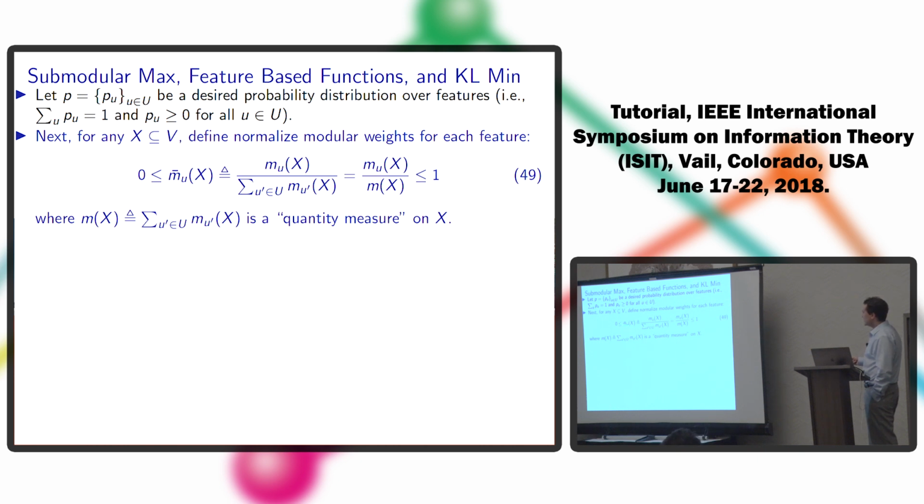And so what this means is that this thing here, m bar sub u, can be seen as a probability distribution over features u. So it's a distribution just like this, right? It's a probability distribution. This is another probability distribution. And it comes from the fact that m sub u of x is non-negative. But it's a different distribution for every possible subset x. So what we've got now is 2 to the n distributions over the features u, one for each subset of V.